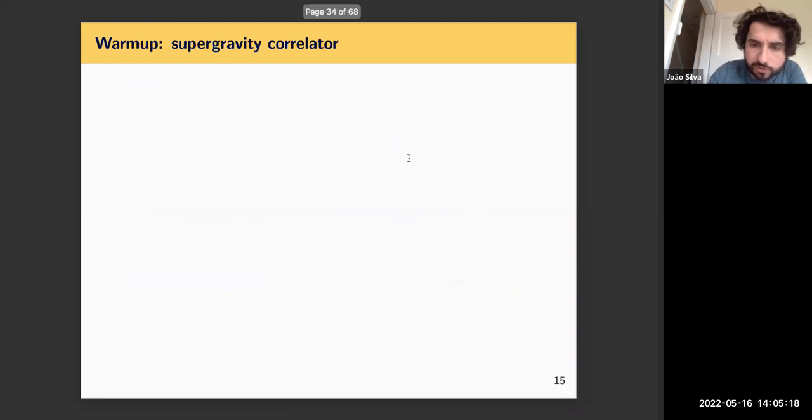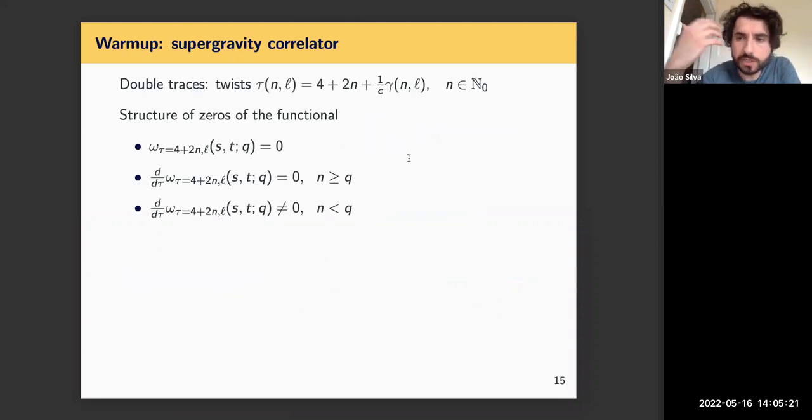And as to the double trace operators, well, now we need to make use of a property of our functional. The double trace operators have twist 4 plus 2n plus 1 over c times the anomalous dimension. And the functional is such that it vanishes precisely when the twist is 4 plus 2n. So the contribution of the double trace operators will come proportional to their anomalous dimensions. So it will come proportional to the derivative of the functional times the anomalous dimensions. And the anomalous dimensions come at order 1 over c. Well, I'm also studying the Mellin amplitude at order 1 over c, so I always keep this in mind. So that's why the contribution is not 0.